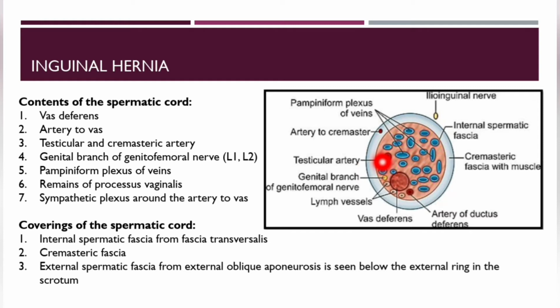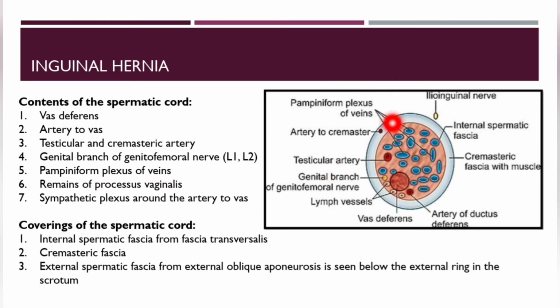You have the genital branch of the genitofemoral nerve here. The pampiniform plexus of veins here, what you're seeing in blue. The remains of the processus vaginalis, and the sympathetic plexus around the artery to the vas deferens. Those are the contents listed here. These are the main contents.